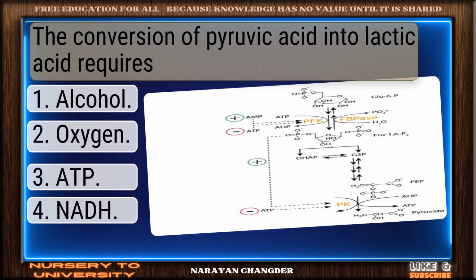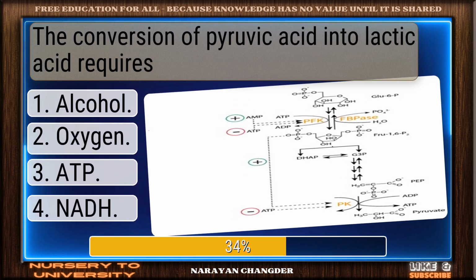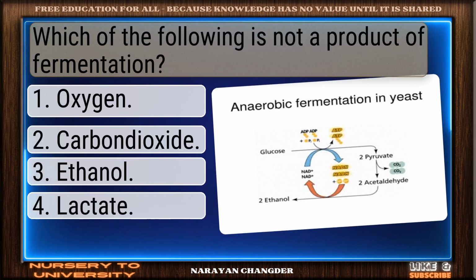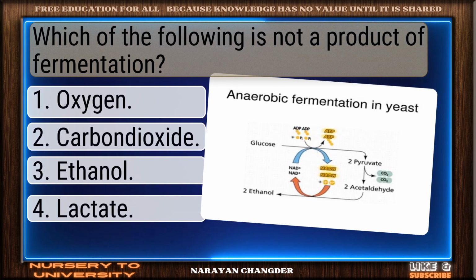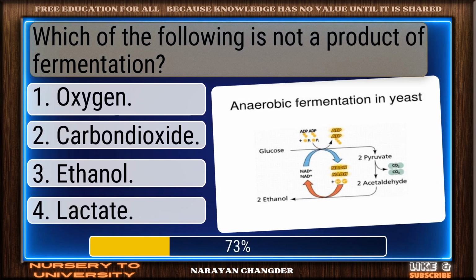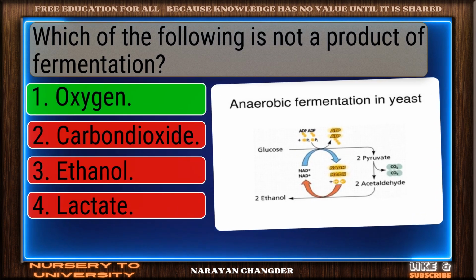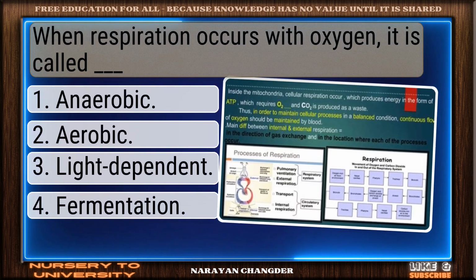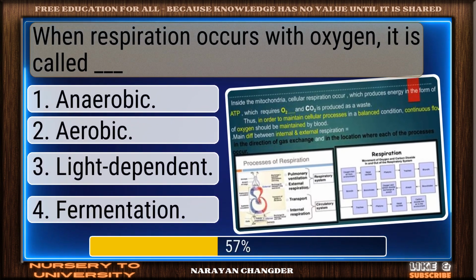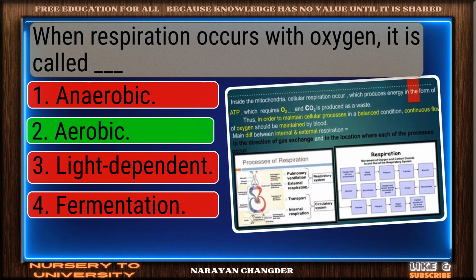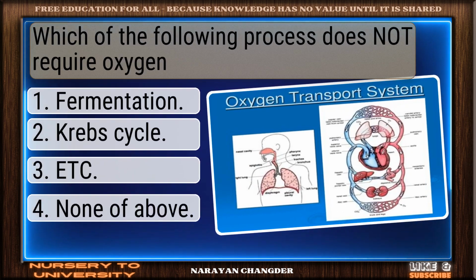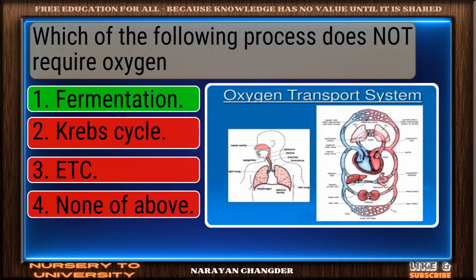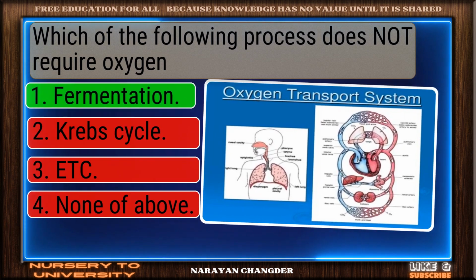The conversion of pyruvic acid into lactic acid requires. Right choice. NADH is the best answer. Which of the following is not a product of fermentation? Nicely done. Oxygen is a solid answer. When respiration occurs with oxygen, it is called dash. Perfect. Aerobic is the correct choice. Which of the following processes does not require oxygen? Strong choice. Fermentation is the right answer.